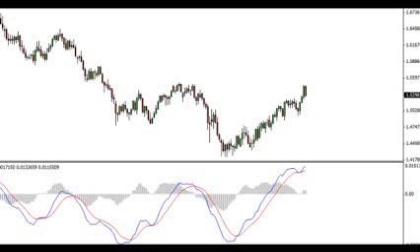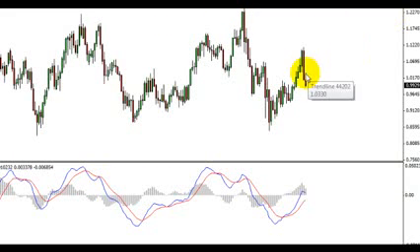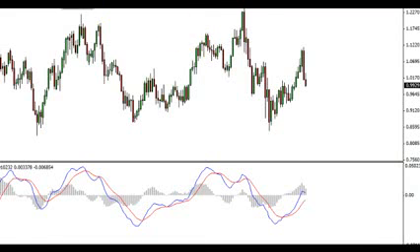Another pair I want to talk about, which I also mentioned the previous week, was the Canadian franc. I talked about the monthly chart. We saw this three candle pattern, three bars engulfing. We looked for a correction. We had a correction, and then bam, we got the beginning of the move.